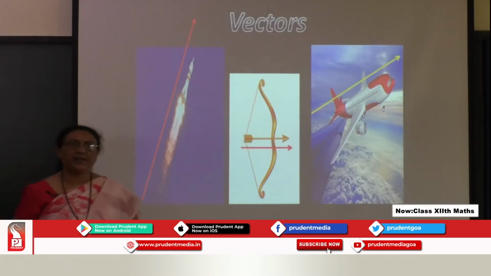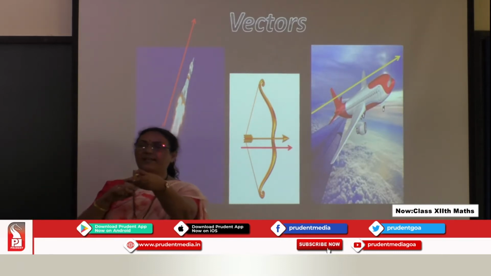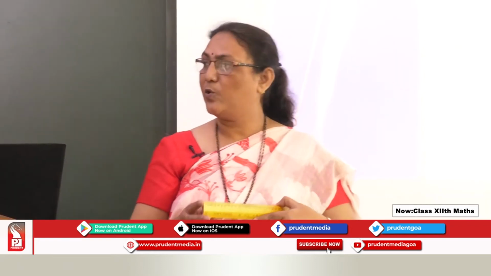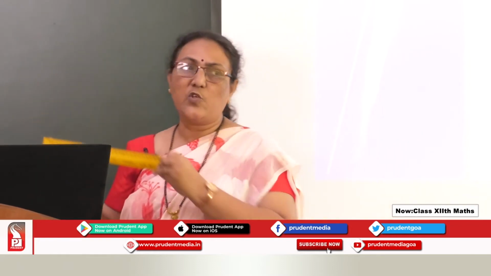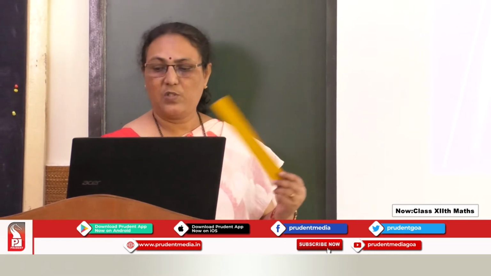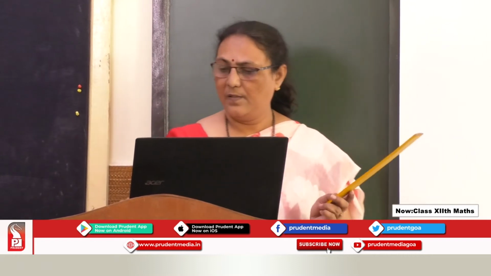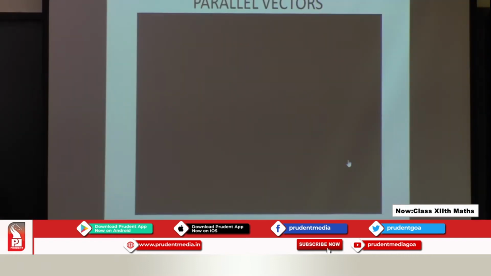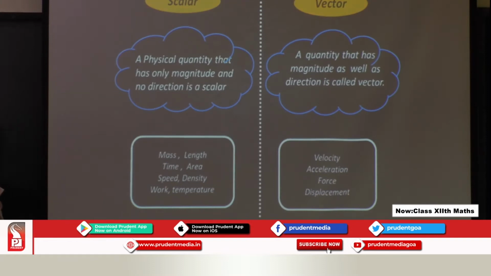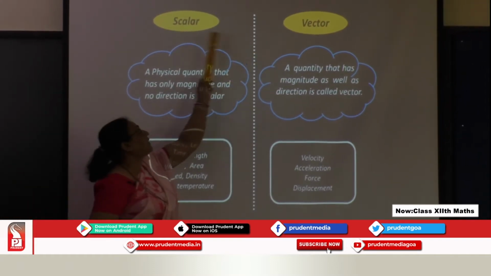Now see, I am standing here. If I want to go in this direction, I will move this side. If I want to move in this direction, I will go this side. If I want to go out from this room, I will go this side. So direction is very, very important in our life, and this direction is related to this lesson, vectors. Now see here, these are examples of vectors. In this video we have seen that two planes are moving and both the planes are parallel. Now we are learning in this lesson vectors and scalars.